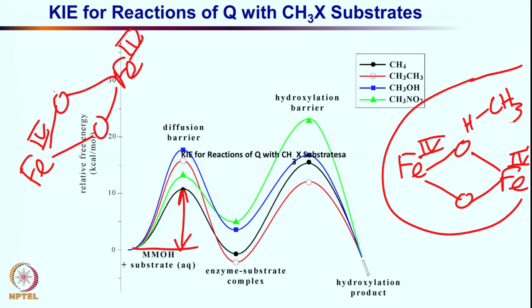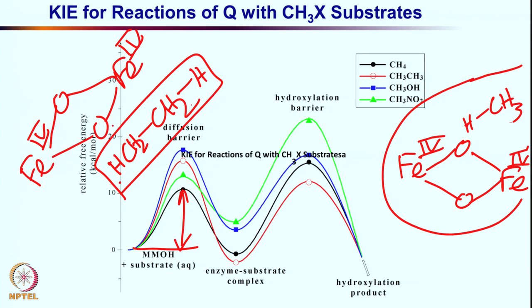See, this is the same intermediate as this, but if you have C2H6, that means ethane, this approach towards this is not that easy, and this diffusion control is becoming, or the diffusion step is becoming, the rate determining step. As you can see from the methane case, this is not very high, but the other step, that is the CH activation step, is much bigger and much stronger.